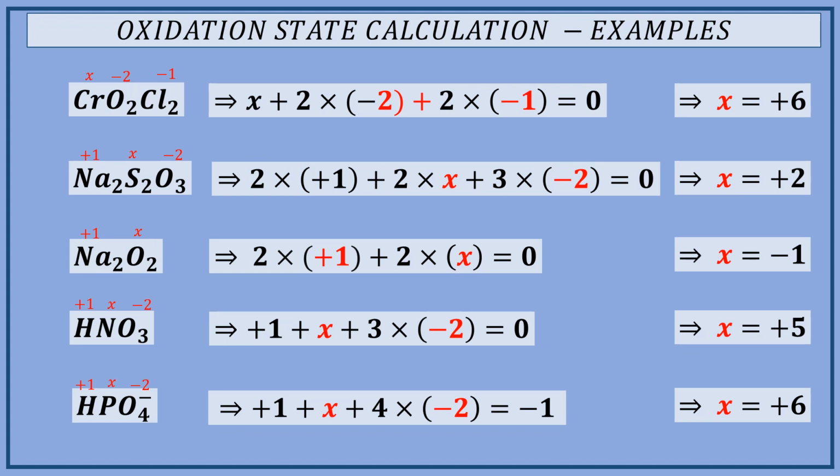I hope all these examples have given you enough confidence to calculate the oxidation state of an atom in various types of ions or molecules. You can go ahead and try to solve as many examples as you want from standard reference books.